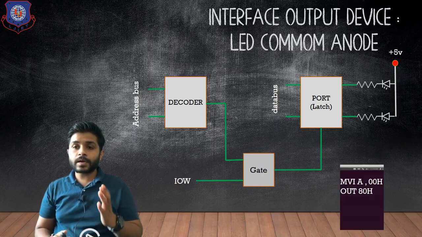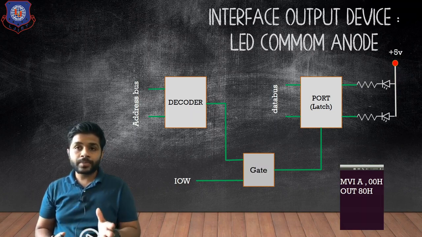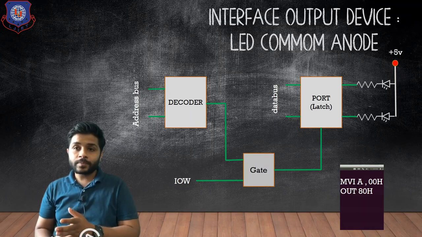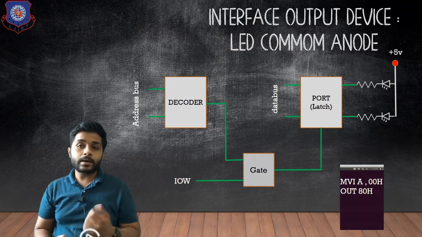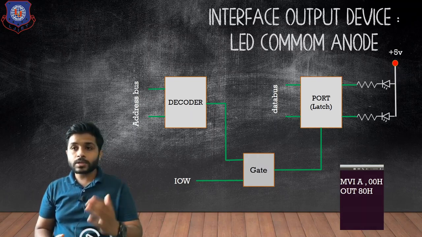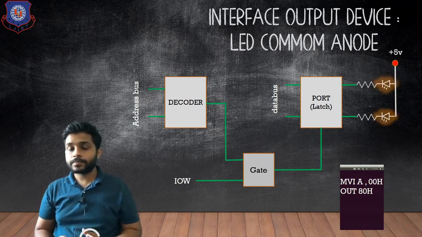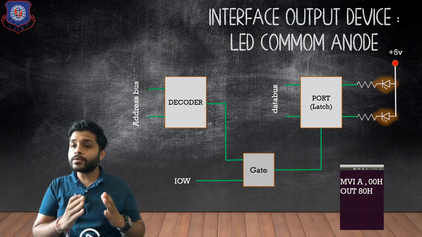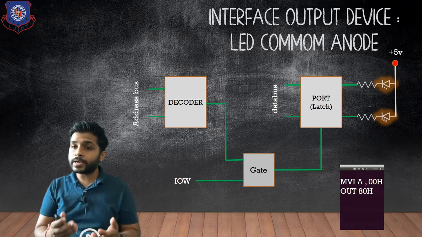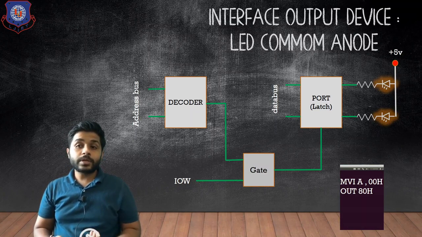So let's see one program. Suppose we are writing a program MVI A, 00H. It means in the accumulator 00H will be stored. Then we will execute OUT 80H. It means data from the accumulator will be transferred to the port via the data bus. Because we are sending all zeros, the path will be completed in the LED and all the LEDs will glow. So you have to check whether you are using the common cathode configuration or the common anode configuration, and depending on that you have to decide what data you have to send in order to glow all the LEDs.